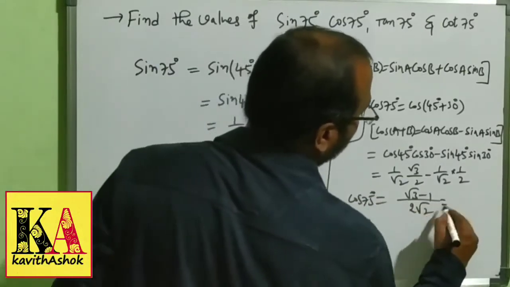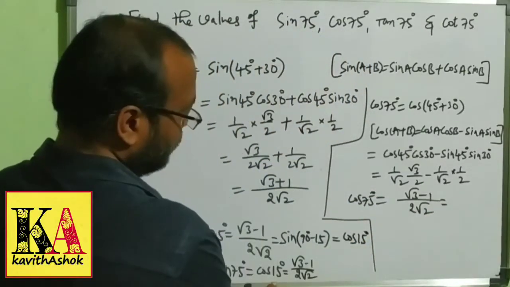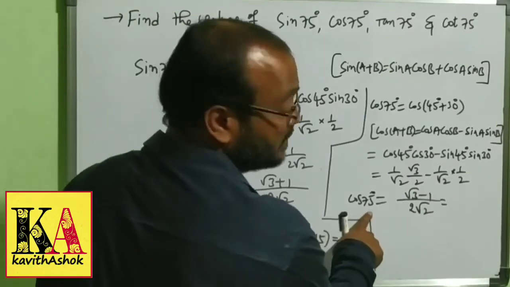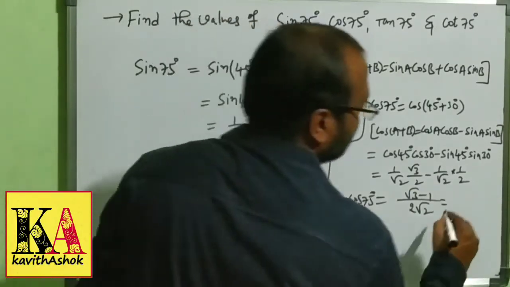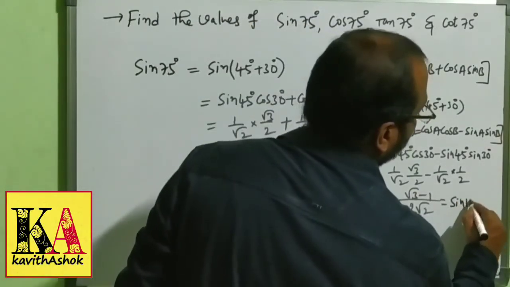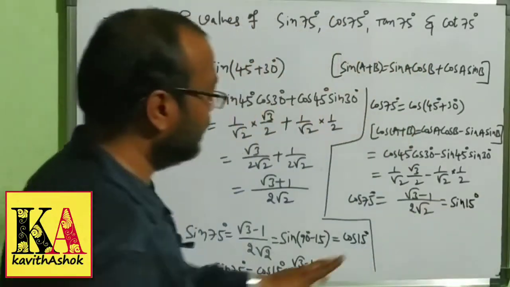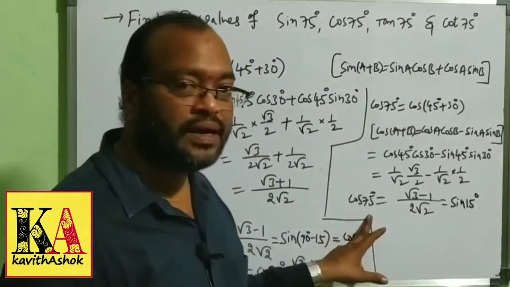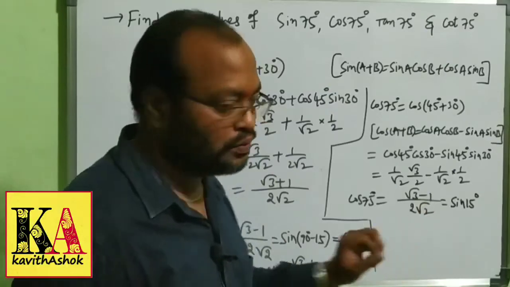In the same manner, sin 75 is equal to cos 15 degrees. Cos 75, in the sense cos of 90 minus 15, will be equal to sin 15 degrees. So sin 15 and cos 75 values are both the same, root 3 minus 1 by 2 root 2.